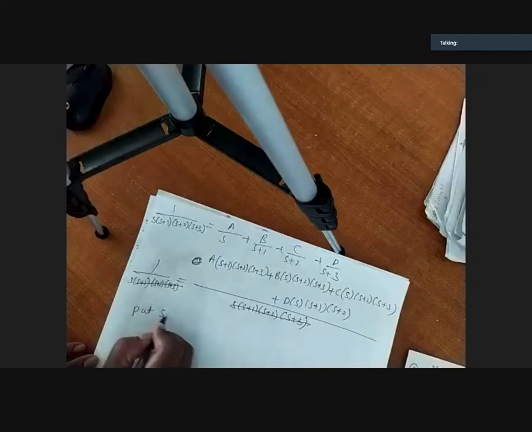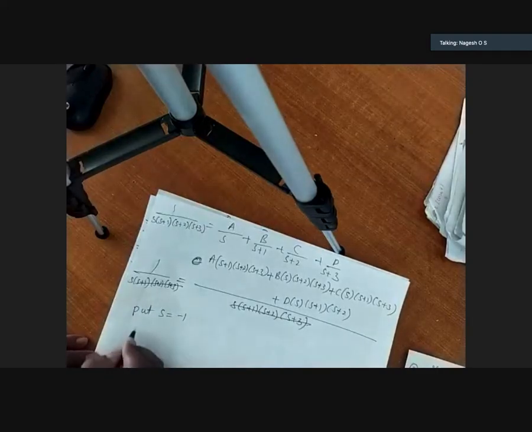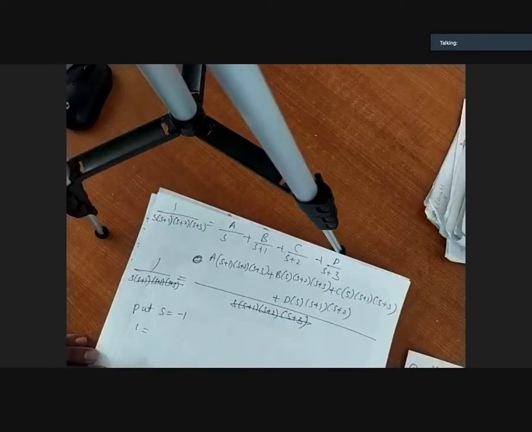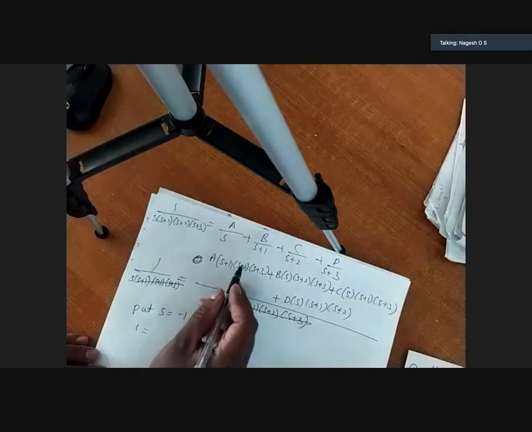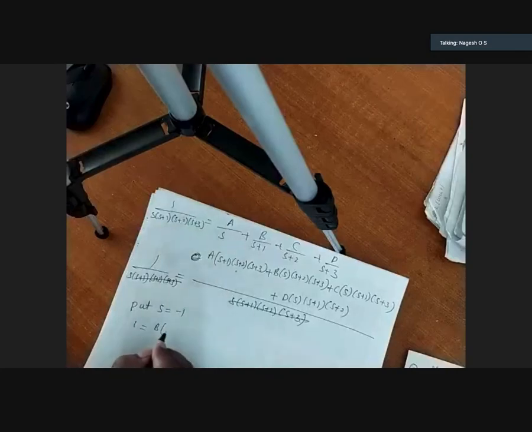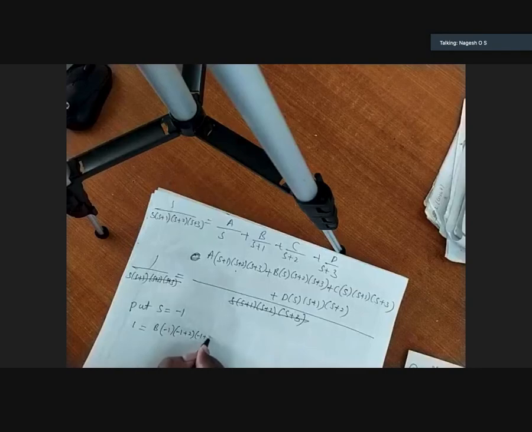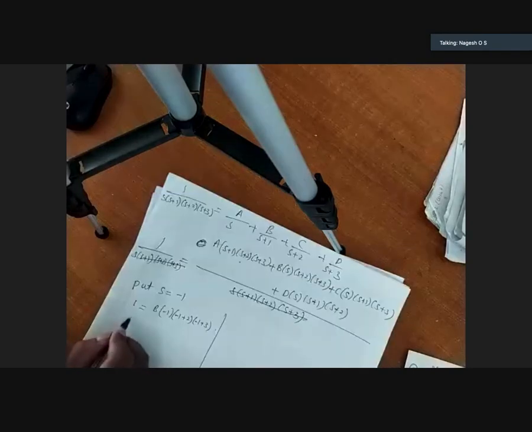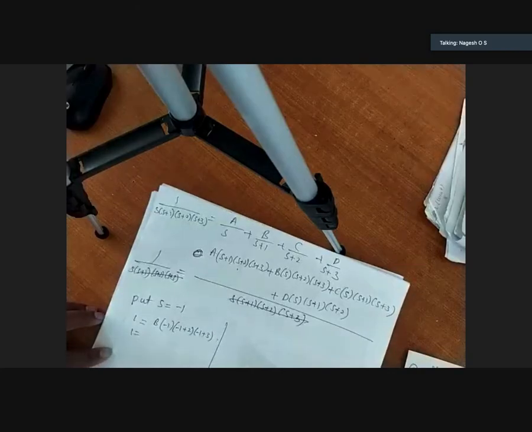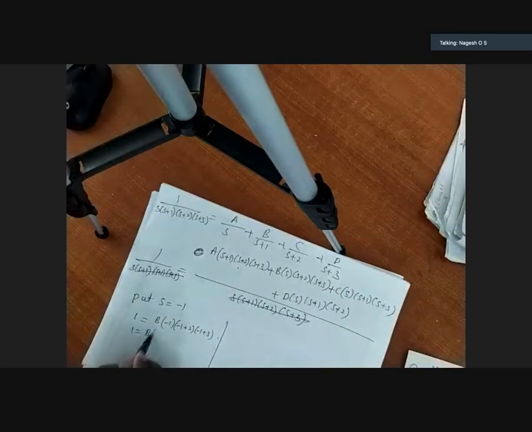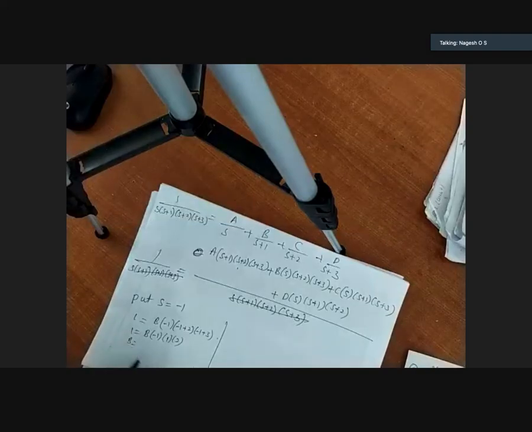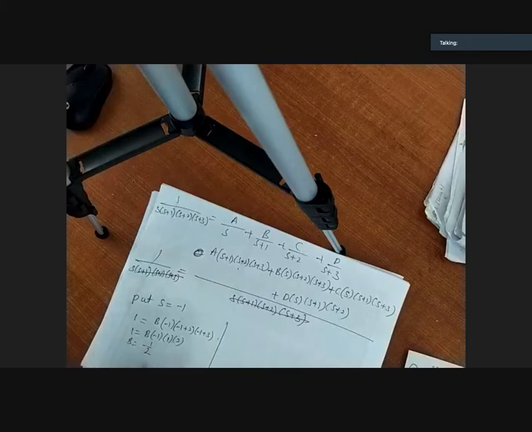Put S equal to minus 1. No change in left hand side. In right hand side, this first term will be 0. Second term, B value: B times minus 1 plus 2, minus 1 plus 3. So 1 equal to B into minus 1, 1, 2. B equal to minus 1 by 2.